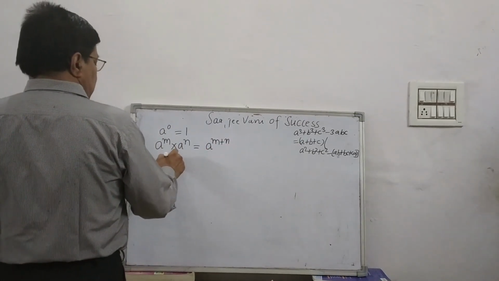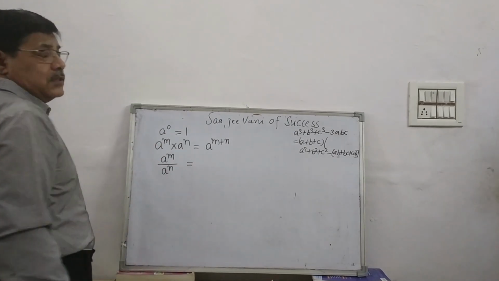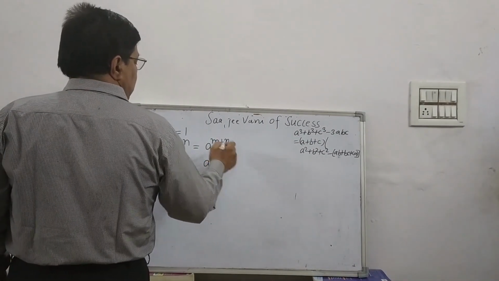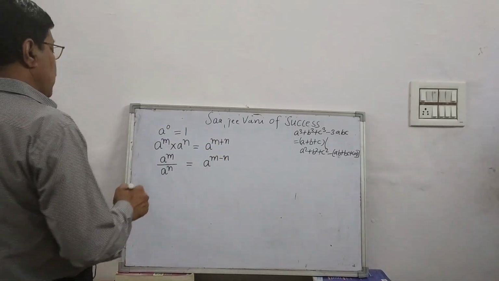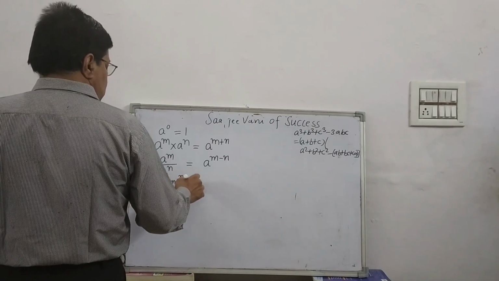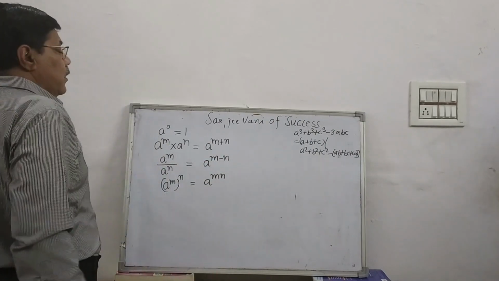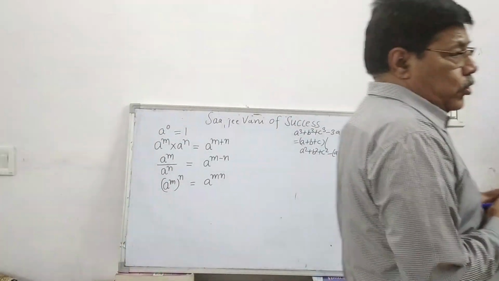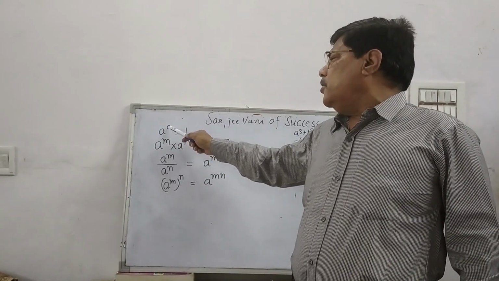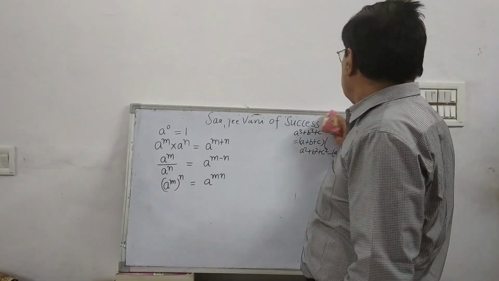Second, a to the power m upon a to the power n. Base is same, powers are different. Okay, so answer will be a to the power m minus n. Clear? Okay. Next is a to the power m, whole to the power n. Suppose this is the question. Expansion will be a to the power m into n. So these are the exponent rules which you have to use. Means power of any number, if it is 0, the value will be 1. Okay. Next, now coming to the logarithm.